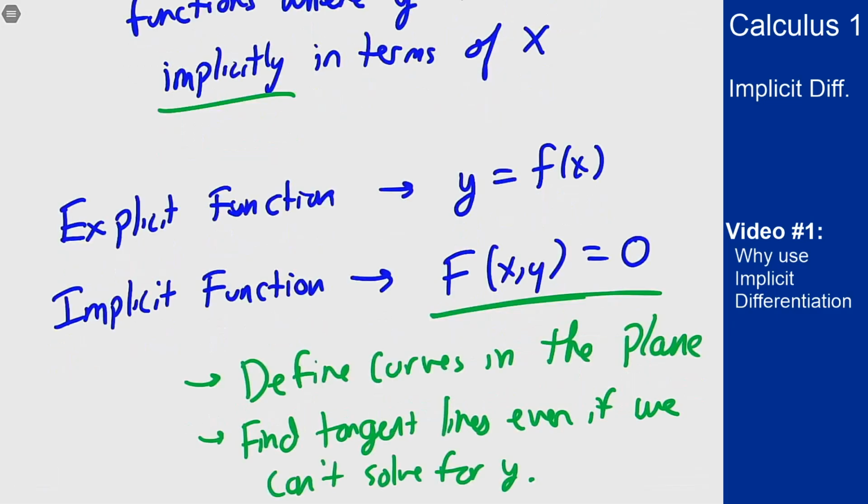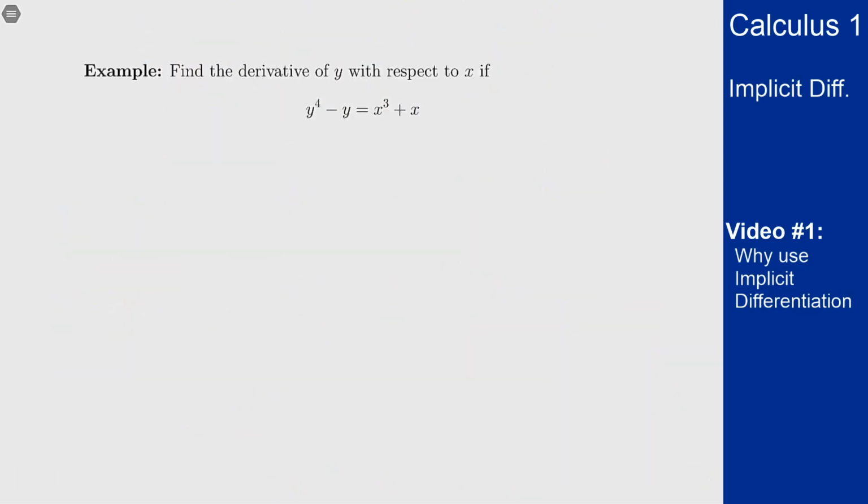Let's see one more example here. Here is a case where you cannot solve out for y. Right, you could try to manipulate things a little bit, but there's no way you're going to get y equals stuff in terms of x for this equation because there's that fourth power there. So I want to find the derivative of y with respect to x if y to the fourth minus y equals x cubed plus x.